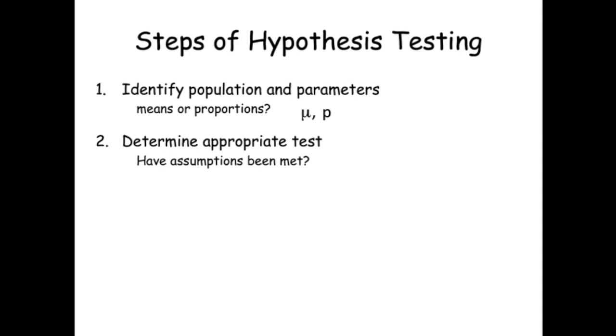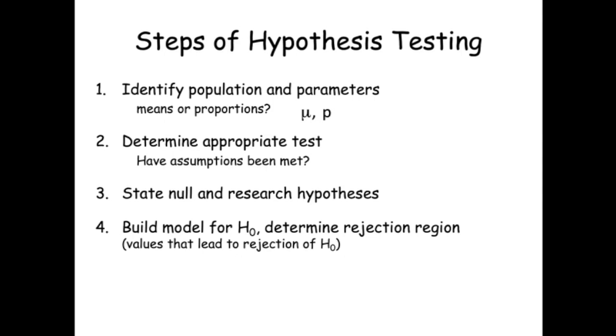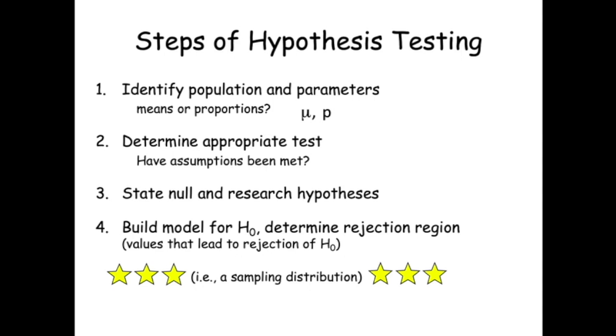All statistical tests have assumptions that must be met in order for test results to be valid. So once the test has been identified, we check assumptions for that test. The third step is to state the hypotheses. The next step is arguably the most important, and that is to build a model that represents the null hypothesis and determine what values will lead to its rejection. This model is a sampling distribution.